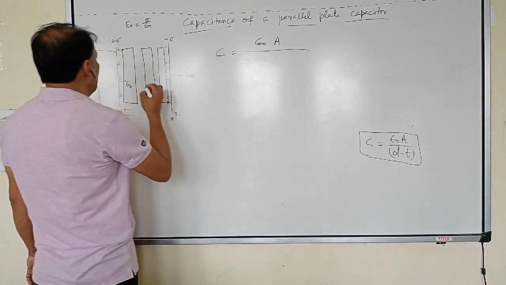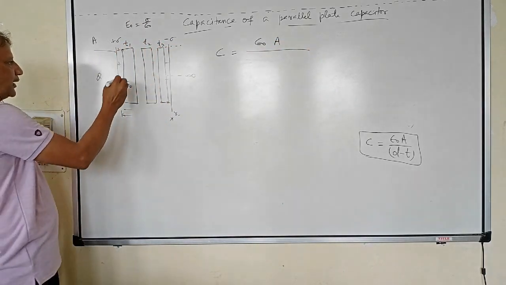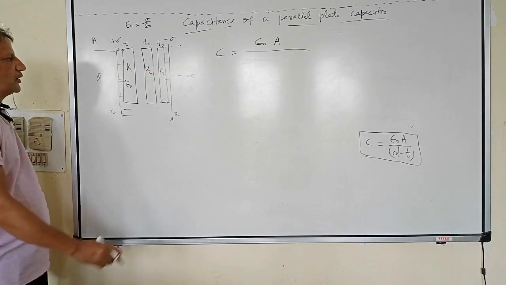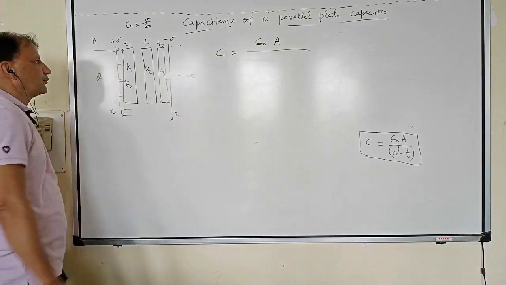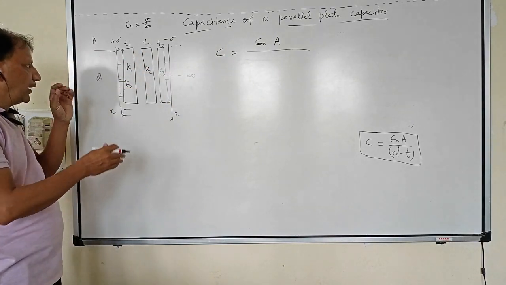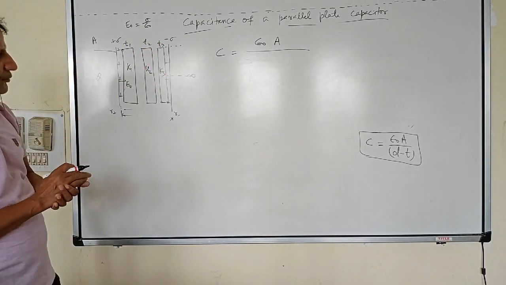Now let us suppose the thickness of one is T1, another is T2, T3 and so on, and the dielectric constants are K1, K2, K3 like that. Now different dielectrics of different thickness and different values of dielectric constants are introduced between the plates. Then what will be the net capacitance?